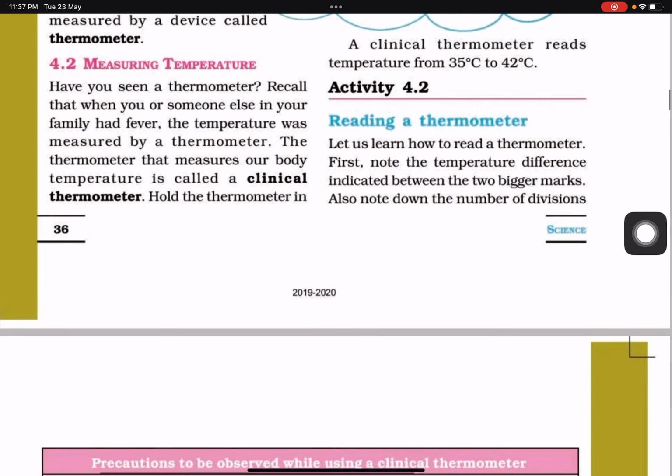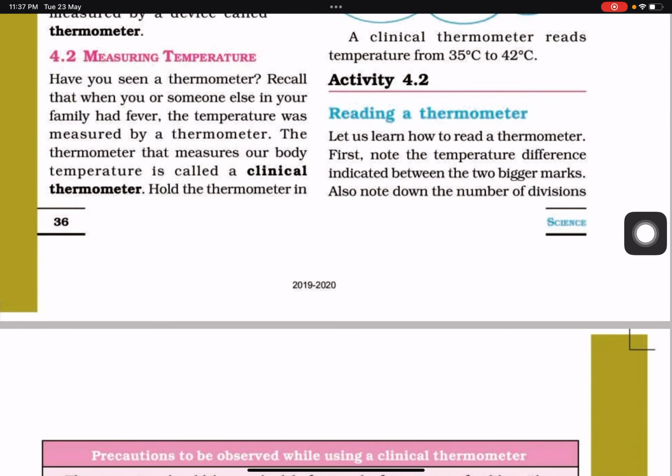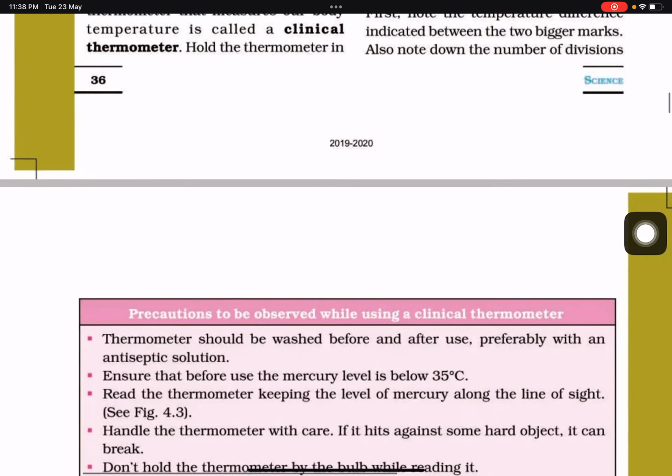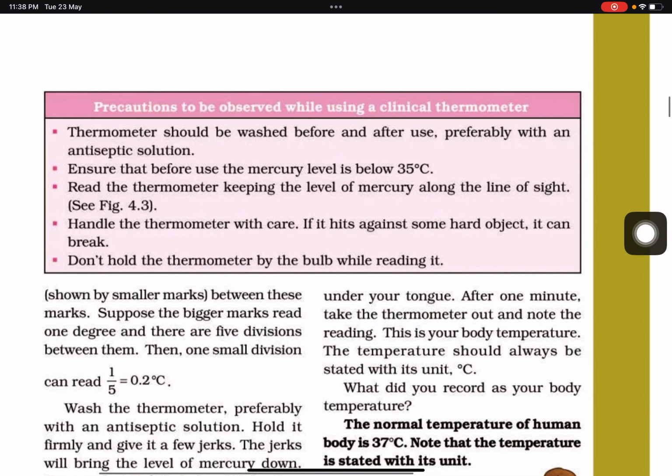And what I say is 35 to 42 degrees, because that is the highest and lowest normal temperature the thermometer reads. Okay, now there are some precautions that should be used while using a clinical thermometer. It should be washed down with an antiseptic, because it carries germs from the person who previously tested with it.